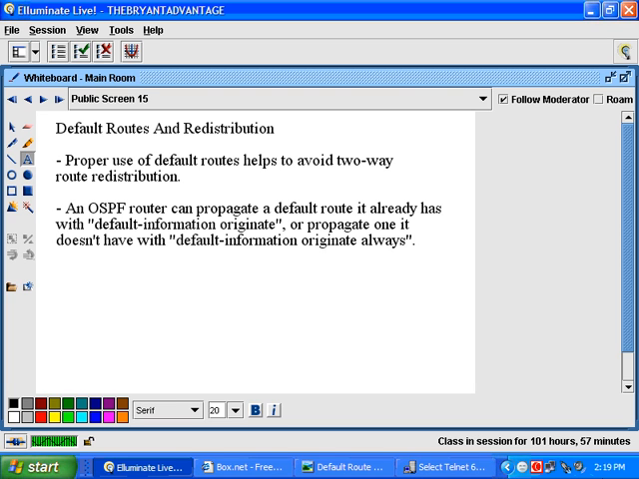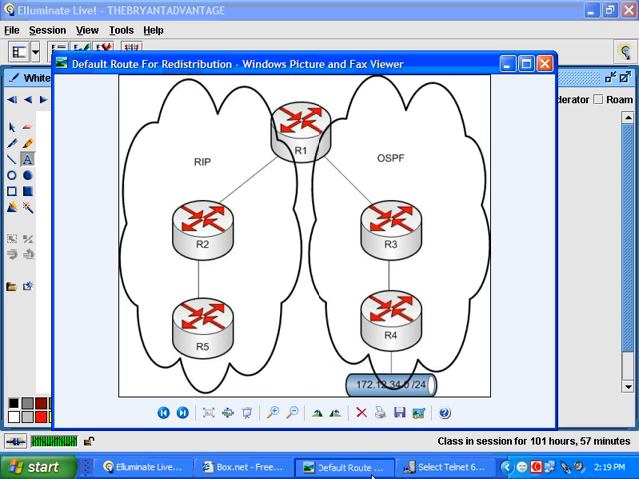And again, you don't get in too much trouble with one-way redistribution most of the time, but with two-way route redistribution, boy, you've really got to be careful about every single connection point between the two domains that are downstream. It takes a lot of planning. So let's take a look at this diagram.